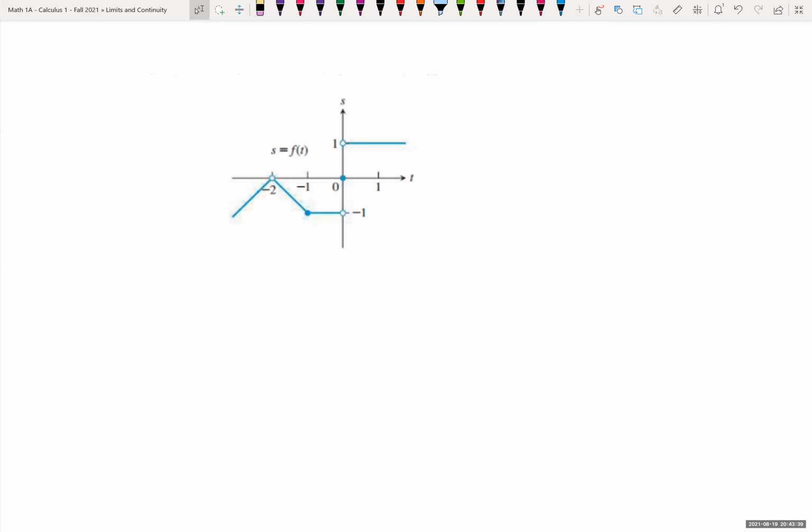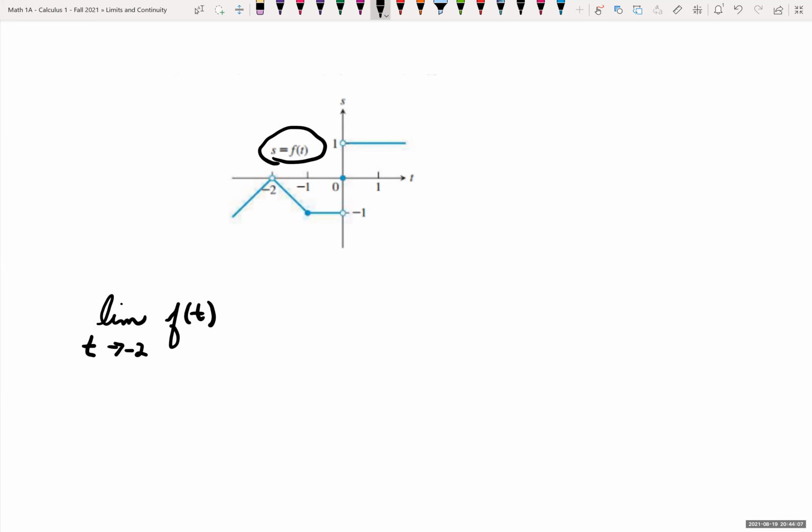But anyways, let's say that we wanted to look at the limit as x approaches -2 of this function. Actually, I'm not going to say x, because when I look up here, it has s equals f of t. So I'm going to use the variable t instead. So t is approaching -2 of f of t.